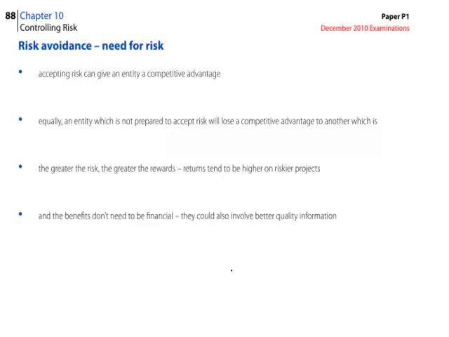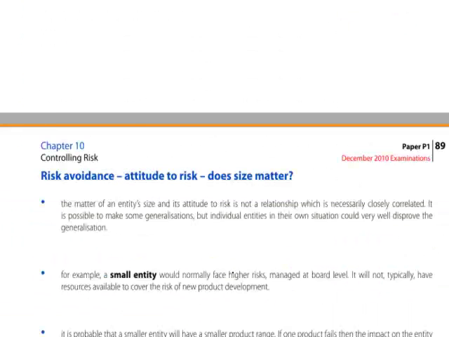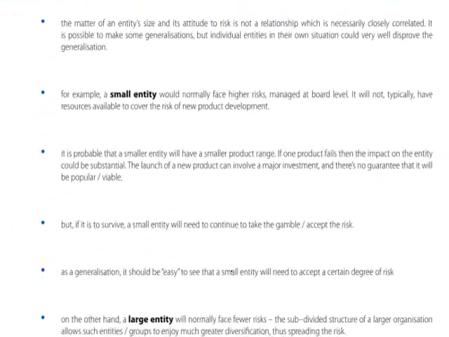The matter of a company's size and its attitude is not a relationship which is necessarily closely correlated. Some small companies will take big risks and some big companies will take small risks. But there are some small companies which will only take small risks and some big ones which will take enormous risks. So there's no direct correlation: any size company can take any size risk. Individual companies in their own situation could well disprove any generalization.